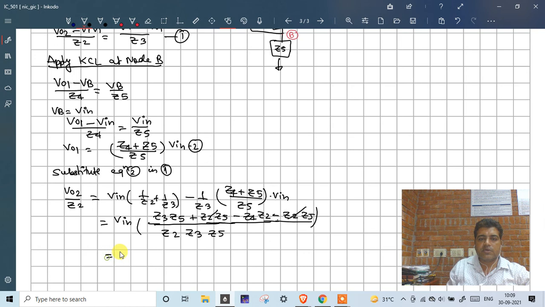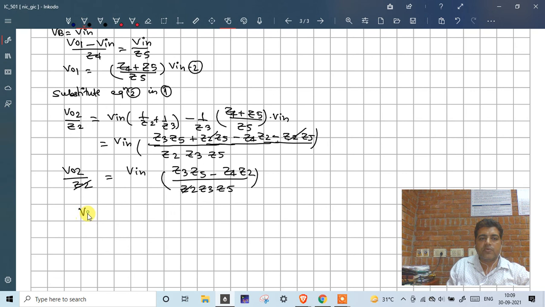So this will be equal to Vin (Z3 Z5 minus Z4 Z2) divided by Z2 Z3 Z5, and this whole is equal to V02 by Z2. So Z2 cancelled out. So we are going to have V02 equal to Vin (Z3 Z5 minus Z2 Z4) divided by Z3 Z5. So this is my equation number 3. So now we have the value of V01 and V02 in terms of Vin.